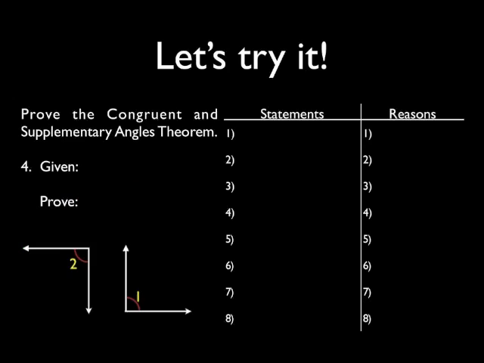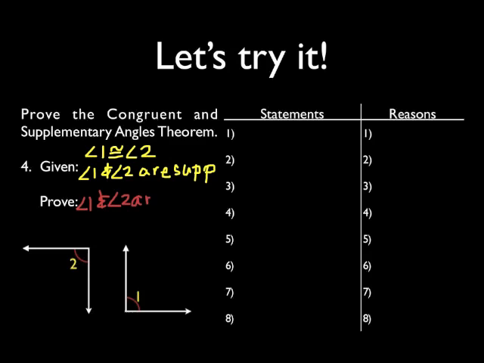But instead of using general words, let's use a figure. So here we have a figure, and we are given that angle 1 is congruent to angle 2. Notice the congruent marks down here. We are also told that angle 1 and angle 2 are supplementary. This is part of our hypothesis, so therefore it's part of our given. And we need to prove that angle 1 and angle 2 are right angles.